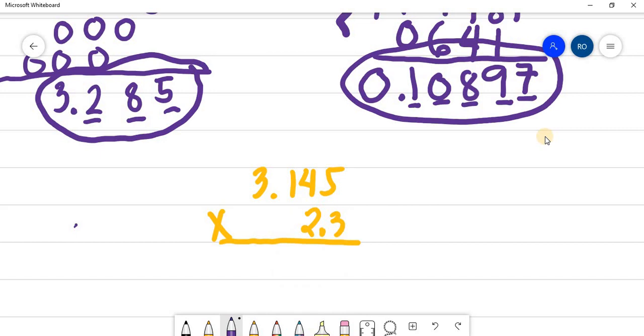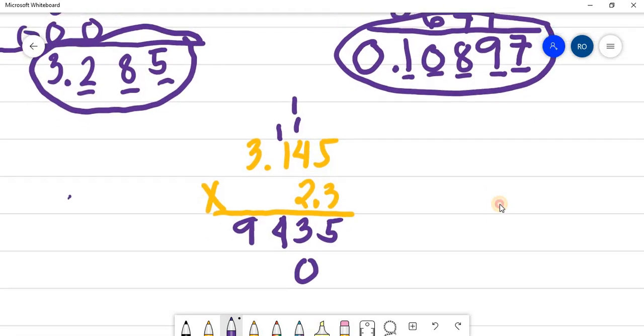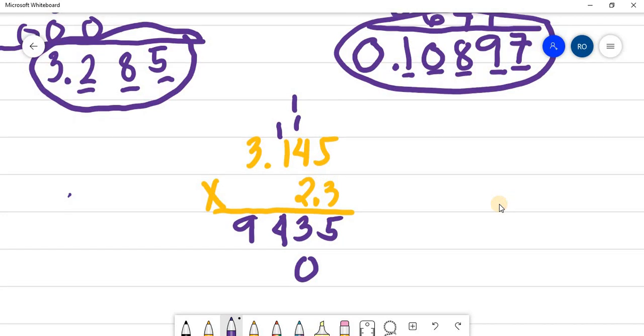5 times 3 is 15, carry 1. 4 times 3 is 12, plus 1 is 13, carry 1. 3 times 1 is 3, plus 1 is 4. Then we have 3 times 3 is 9. Let's proceed to the next digit. 2 times 5 is 10, carry 1. 2 times 4 is 8, plus 1 is 9. And we have 2 times 1 is 2. Lastly, we have 2 times 3 is 6.